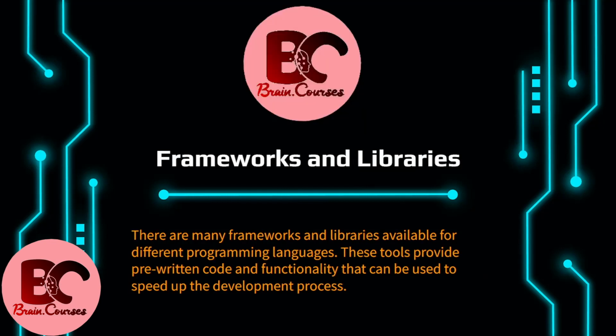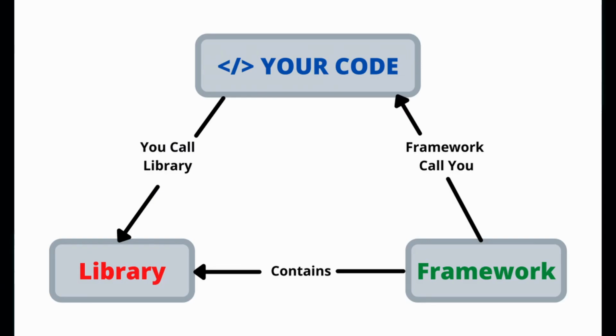Okay, so now let's dive into frameworks and libraries. There are many frameworks and libraries available for different programming languages. These two provide pre-written code and functionality that can be used to speed up development. Okay, now I want to group them into two. I want to tell you what frameworks are all about and what libraries are all about. Libraries are a collection of helper modules, objects, classes, functions, and pre-written code, while a framework is like the foundation upon which developers build applications for a specific program.